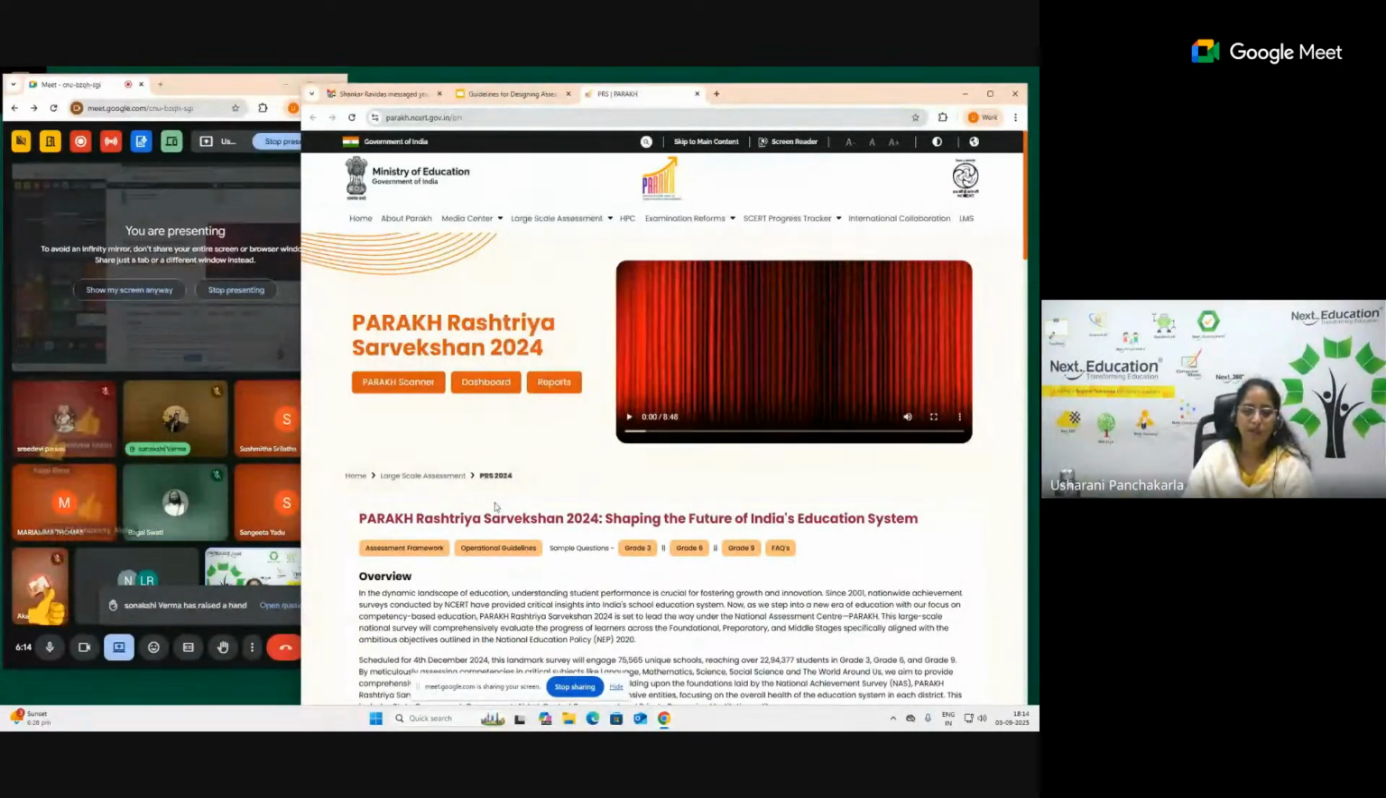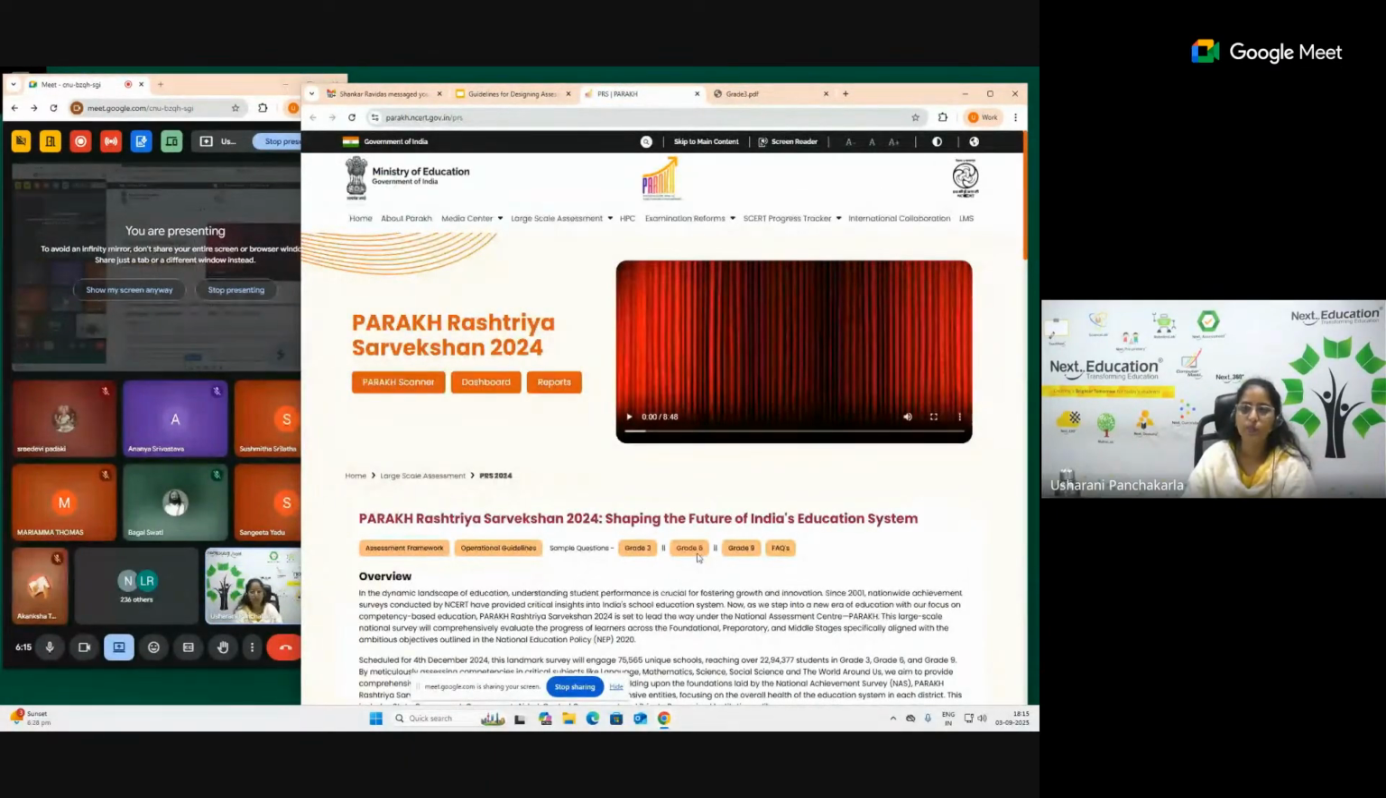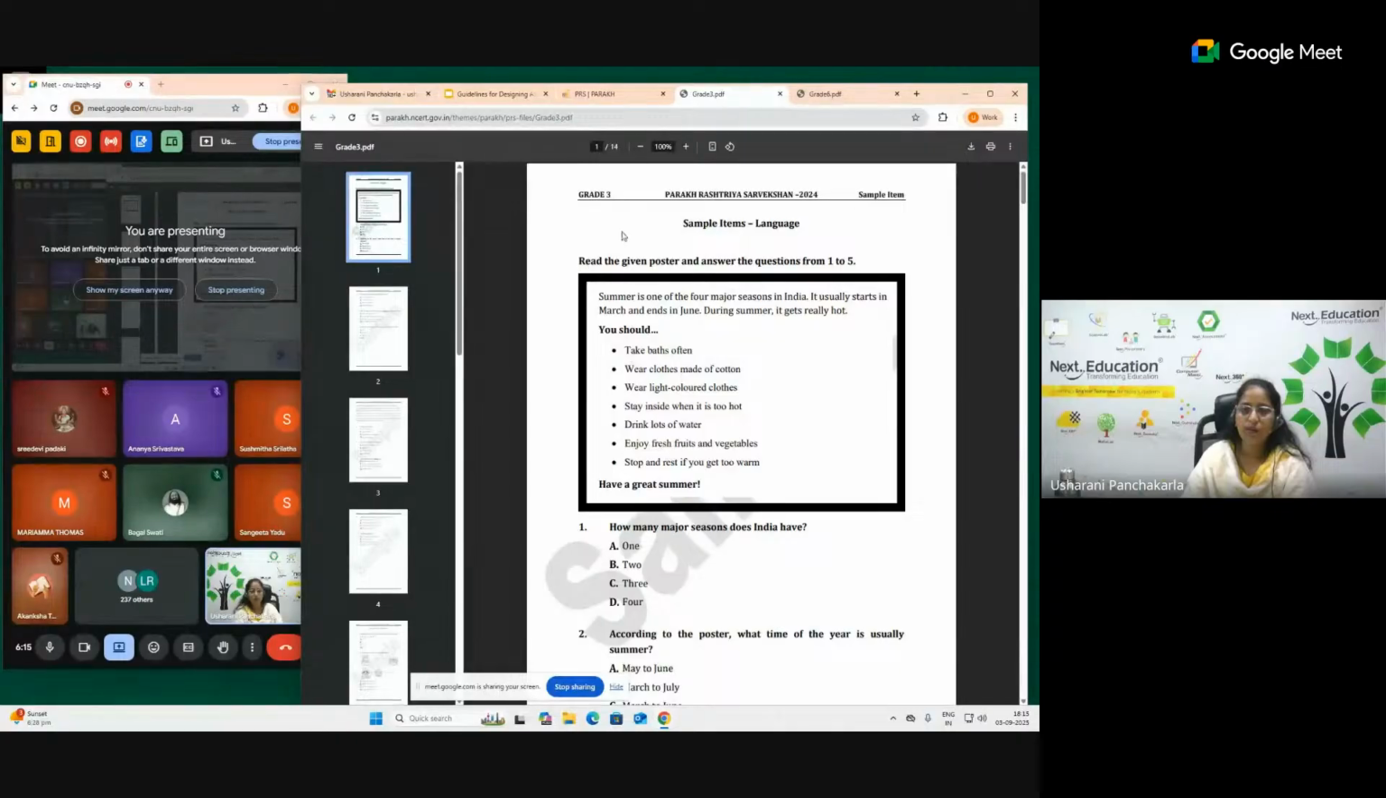So this is a site, parakh.ncrt.government.in, where you have this assessment framework. You can check operational guidelines and sample questions for grades 3, 6, and 9. Just click on this. If you want, you can click on the 6th grade this way. For 3rd grade, when I open it, you have sample questions in English, math, and even EVS.